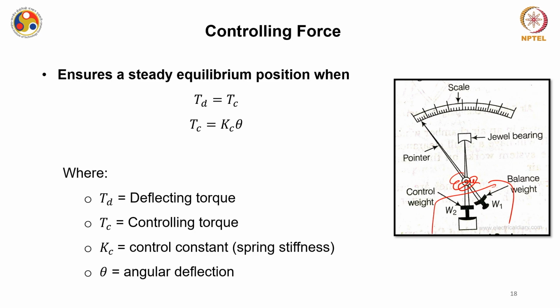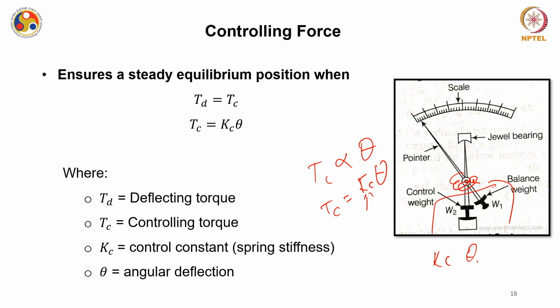This spring has a certain spring constant, for example Kc, and the deflection is, for example, theta. So the controlling torque is mostly proportional to this theta value. Removing the proportionality, I have Tc equal to a certain Kc value, which is a control constant, into the deflection or angular deflection.